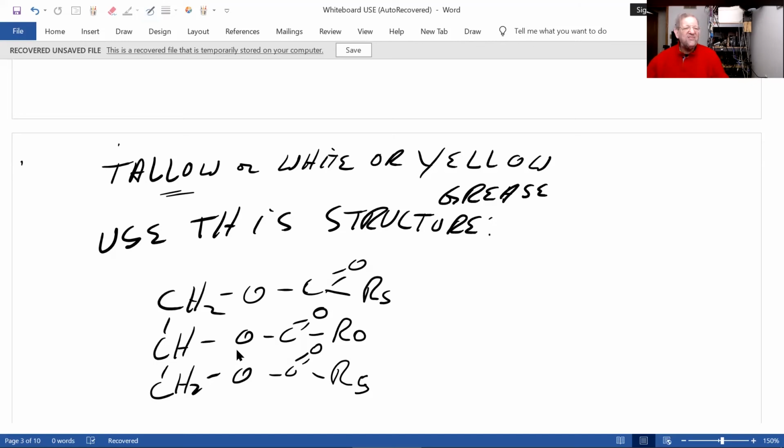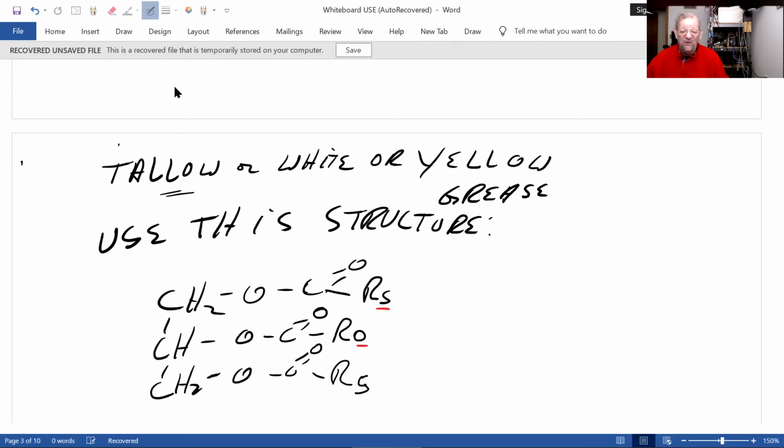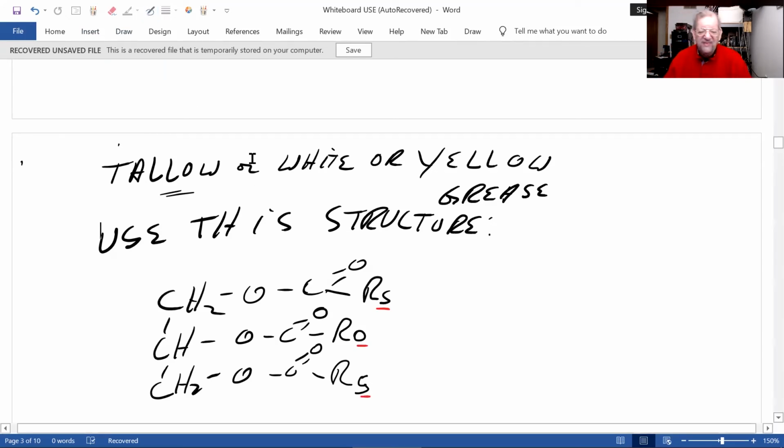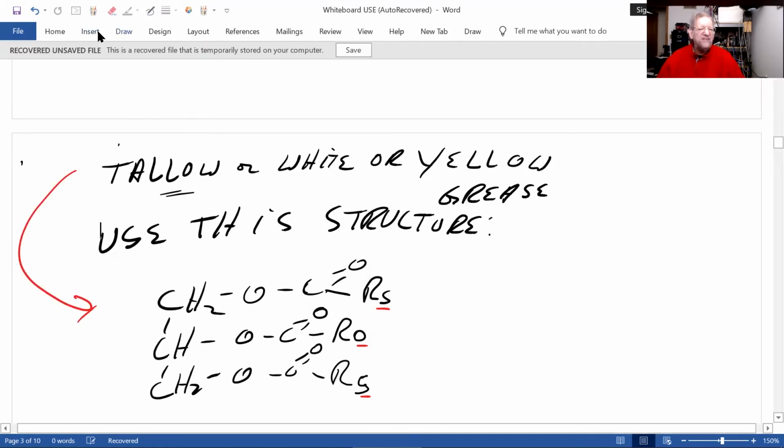So I figured I'd just, for our fun, do this. And notice the letters on here, Dr. White's joking again, SOS. And if you know what that stands for, save our ship. But in real life, this is a good approximation of tallow and yellow grease right here.